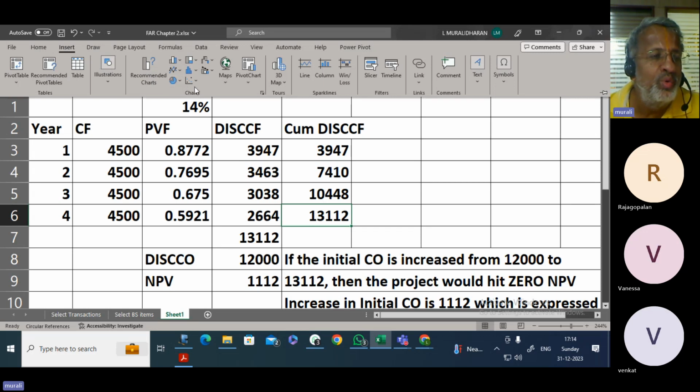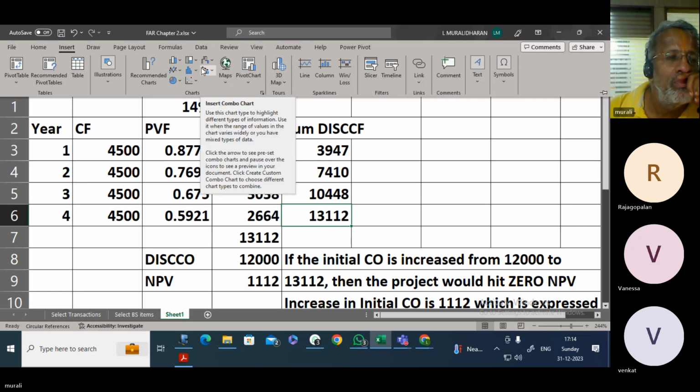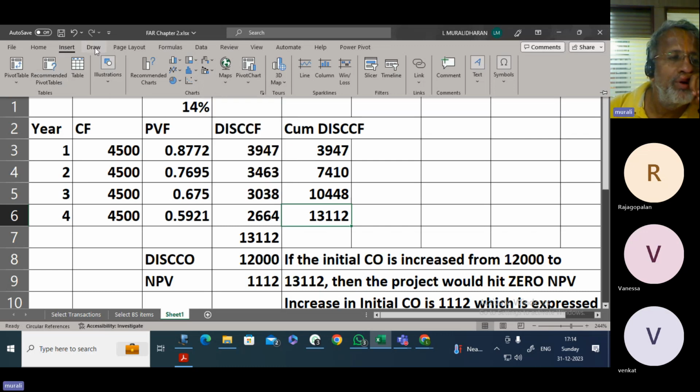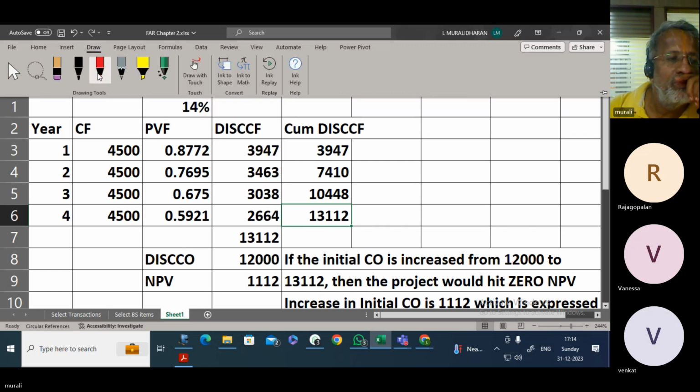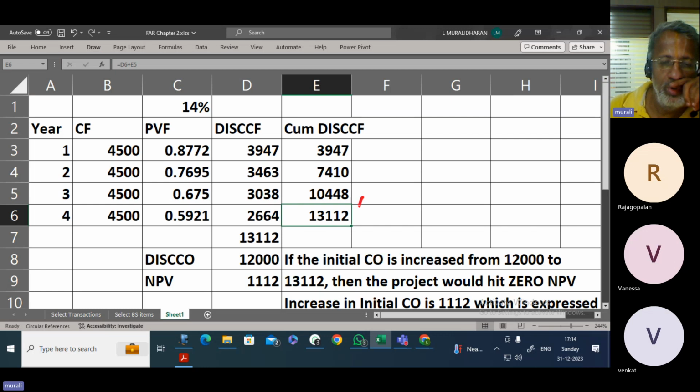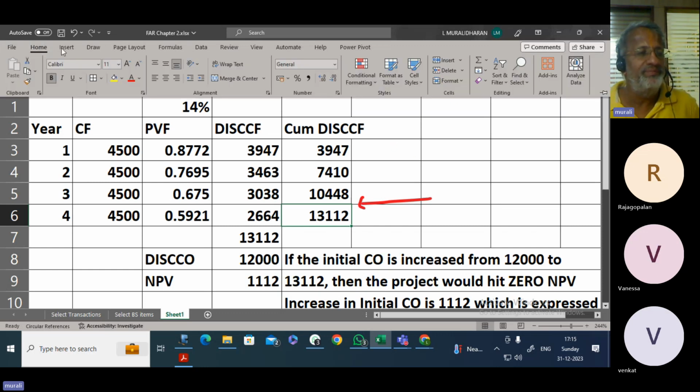So I wanted to insert an arrow. Where is that I have? Draw. So this is the point at which I will be getting that 12,000. At what point of time can I just get that?